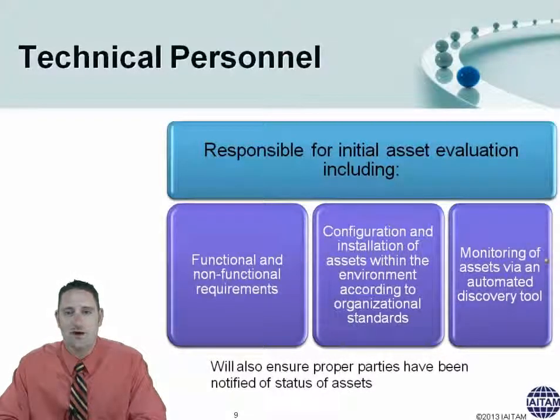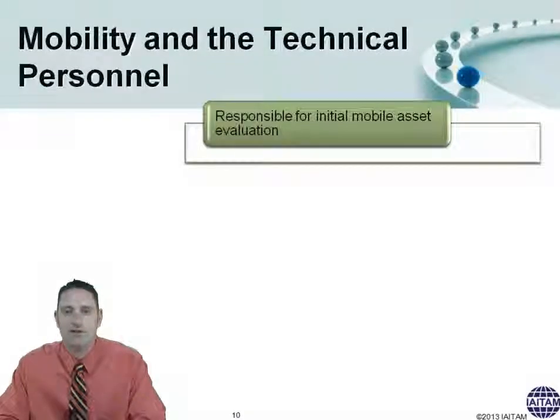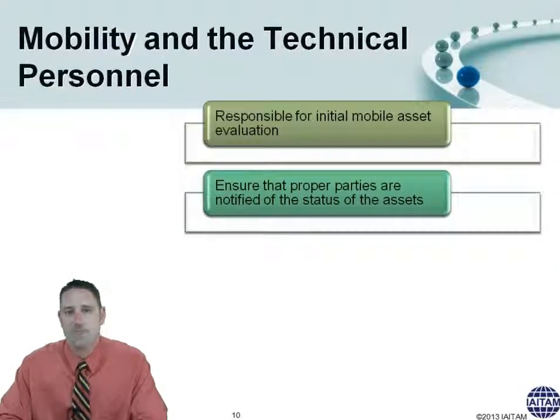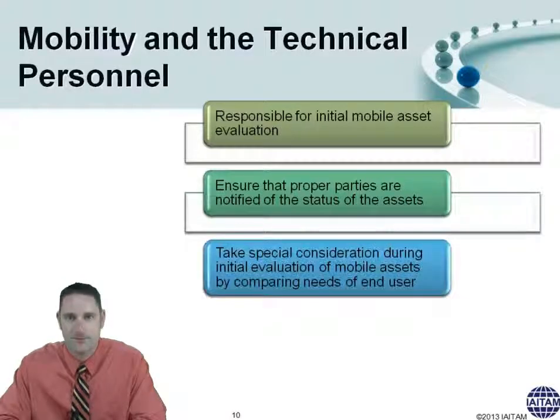And then we'll also ensure the proper parties have been notified of the status of the assets. Make sure that we know that it's ready to go, if anything needs to be fixed on it, and when that fix would have occurred, and things along those lines. The technical personnel are responsible for initial mobile asset evaluation, making sure that the proper parties are notified of the status of the asset. If we're waiting on a shipment of tablets, when they come in, we notify the people and get them imaged properly so that we can get them into the hands of the end user faster.